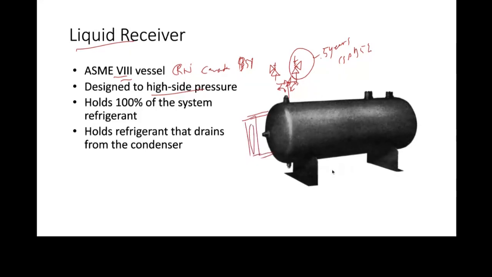Now, other things we might find, we may in fact find on some of them a gauge glass. And it could be a reflex style gauge glass. Or maybe we've got these bullet style gauge glasses. We might see something like that.